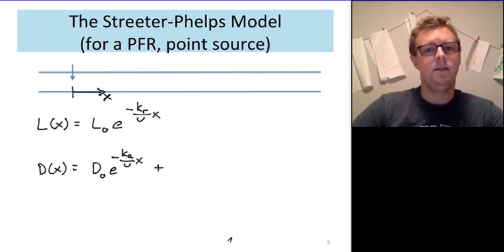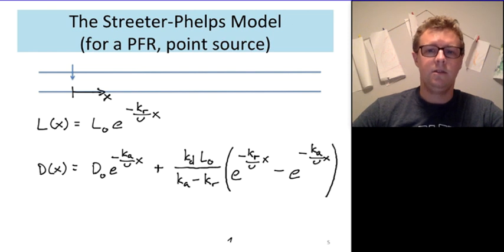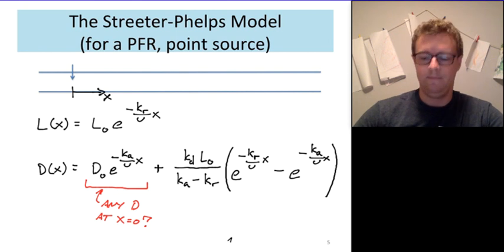For deficit, the model looks a little bit more complicated. And essentially this model has two pieces to it. That term on the left is any deficit that you had flowing into the point at x equals 0. So how much deficit was there upstream? That's basically that general solution that we've talked about in the past, working its way downstream.